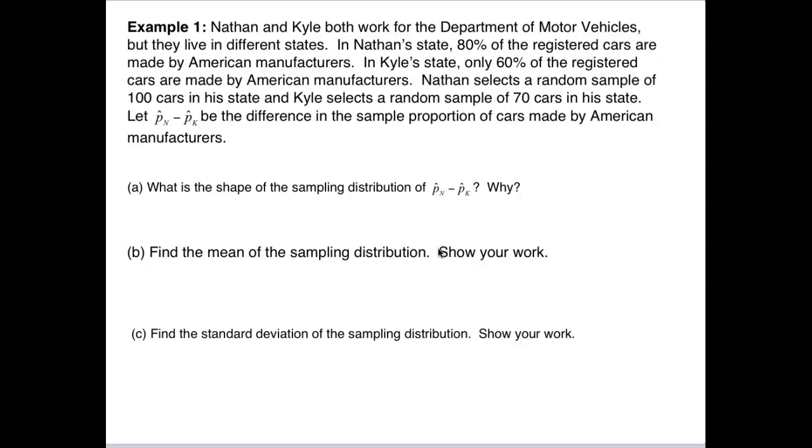All right, so we're going to do one example of this, and then I'm going to give you another multiple choice question from the AP exam to look at.